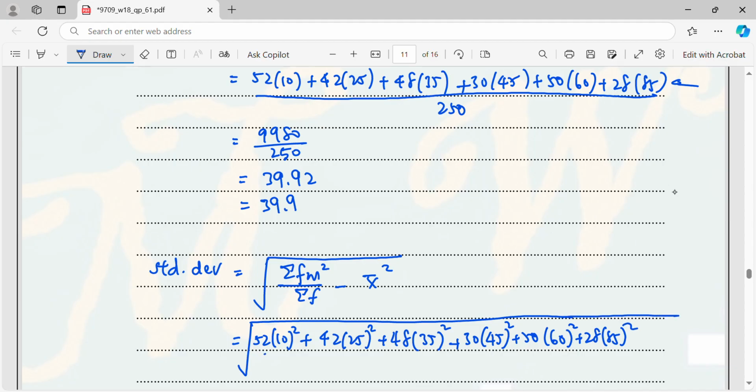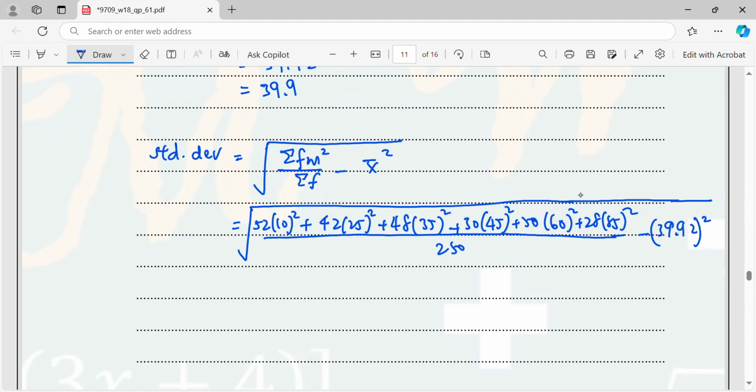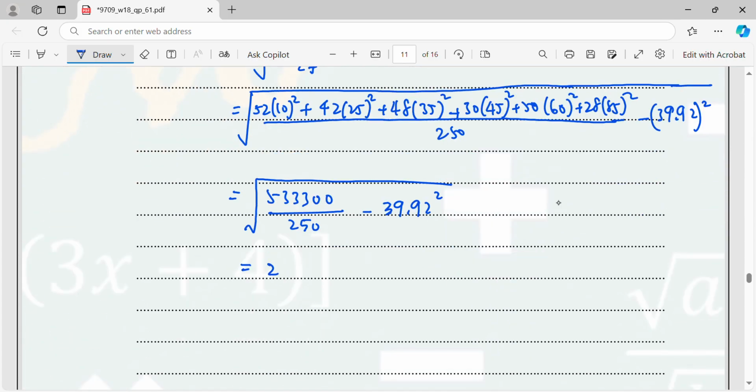Then over summation F, which is 250, minus the mean squared, so 39.92 squared. That's why you need to give more decimal places in the mean calculation. From here you will be getting 5,333,000 over 250 minus 39.92 squared, all square rooted. So you will be getting 23.229, and now rounding to 3 significant figures, that is 23.2. Okay, that is the standard deviation for this question.